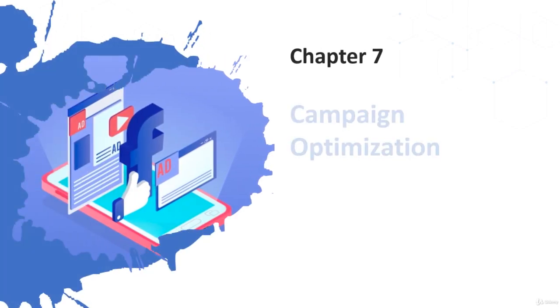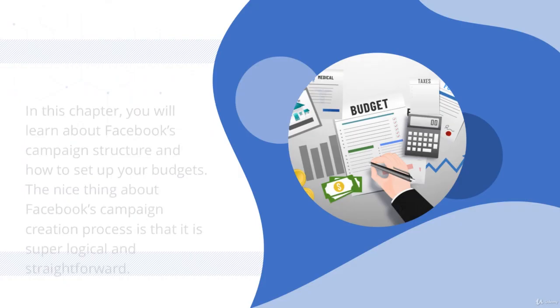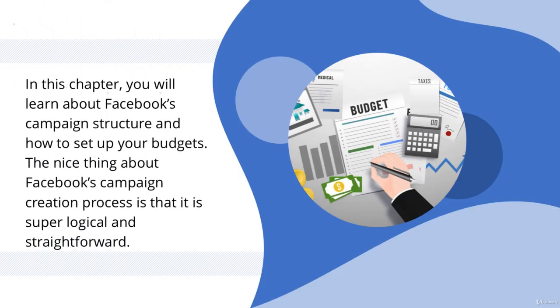Chapter 7. Campaign Optimization. In this chapter, you will learn about Facebook's campaign structure and how to set up your budgets. The nice thing about Facebook's campaign creation process is that it is super logical and straightforward.